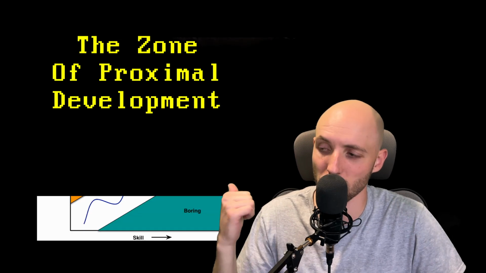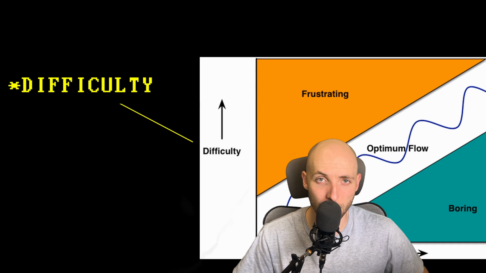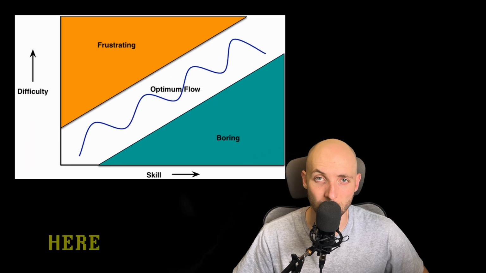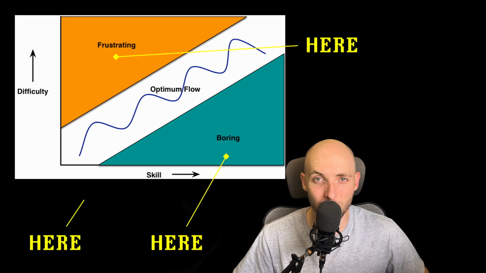Now, because I am an educator, I do have to pull out an educational strategy here. This is one of my favorites. It's called the zone of proximal development. And this graph explains it all. As you can see, on the vertical axis, we have challenge, and on the x-axis, we have skill. At the top, we have frustration, at the bottom, we have boredom, and in the middle, we have optimal flow.